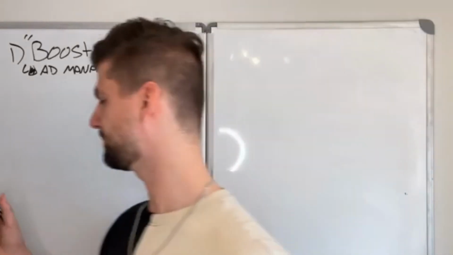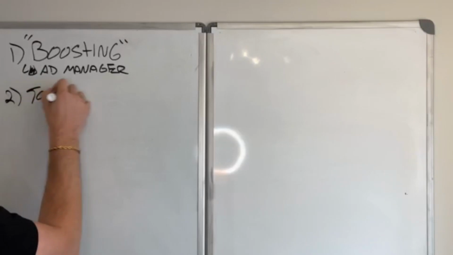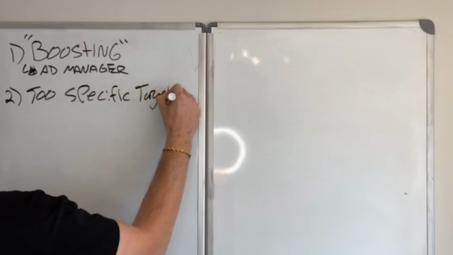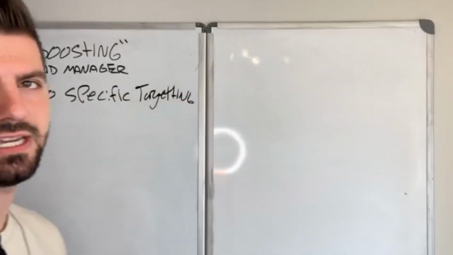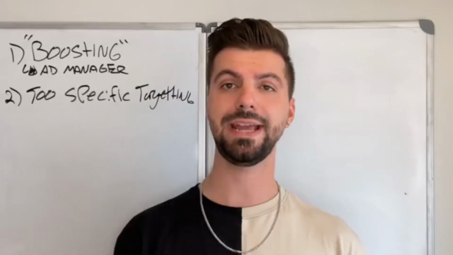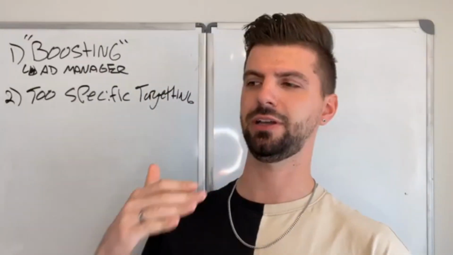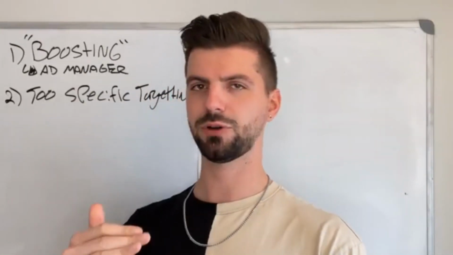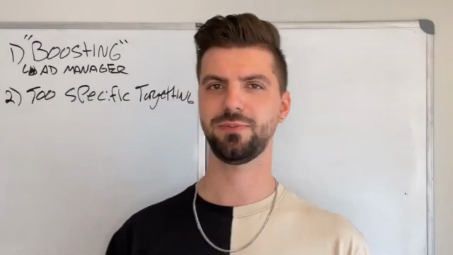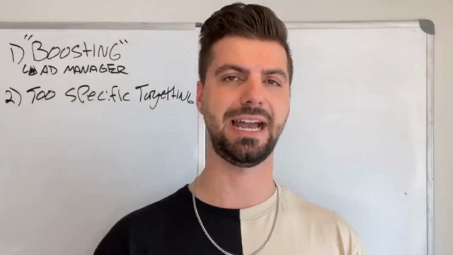Mistake number two that I see a lot of people do is they go way too specific with their targeting. When we're looking at Facebook ads, people will go way too specific. So they'll target age 20 to 45, living in this specific area with an interest in home improvement and blah, blah, blah. And they go way too specific with their ad.